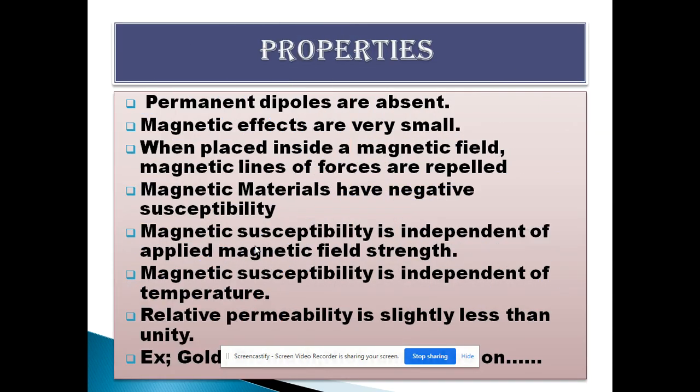The next one, what are the properties of diamagnetic material? Permanent dipoles are absent here, and the effect is very small. When it is placed in a magnetic field, all the magnetic lines of force are repelled, and they have a negative susceptibility value. The value of chi is independent of the magnetic field applied, and it is also independent of the temperature, and the relative permeability is less than 1.